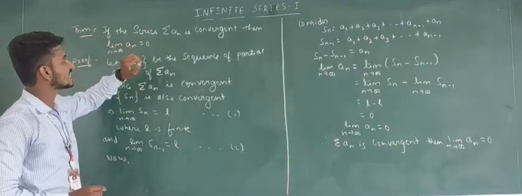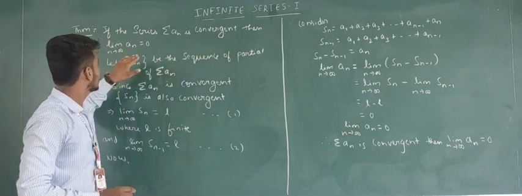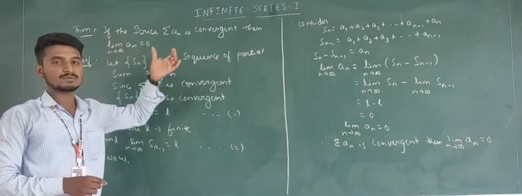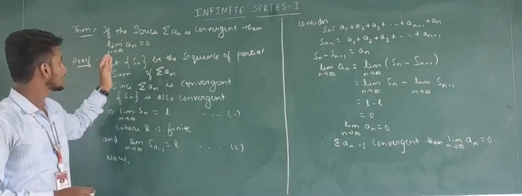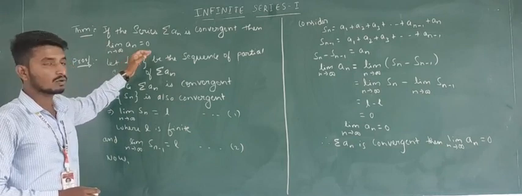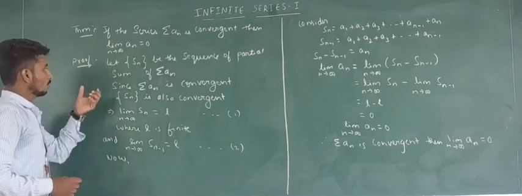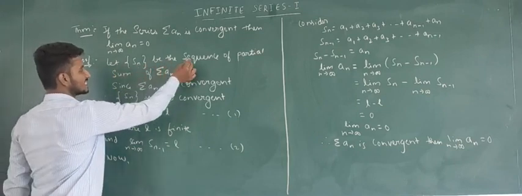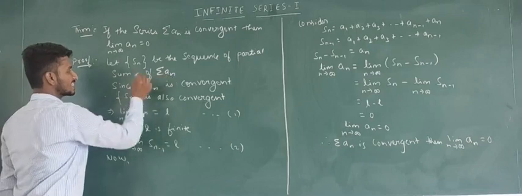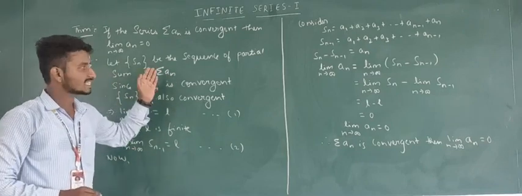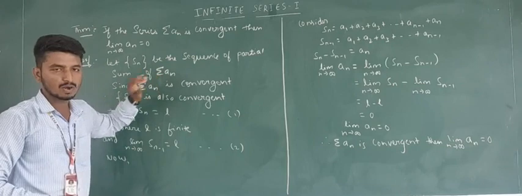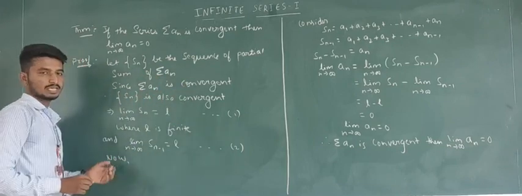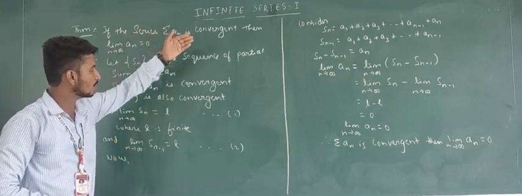That is, if the series summation an is convergent, then limit n tends to infinity an equal to 0. If the series summation of an is convergent, then we have to prove that limit n tends to infinity an equal to 0. For that proof, let Sn be the sequence of partial sums of summation an, since summation of an is convergent, as given.